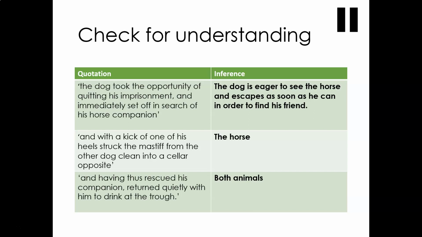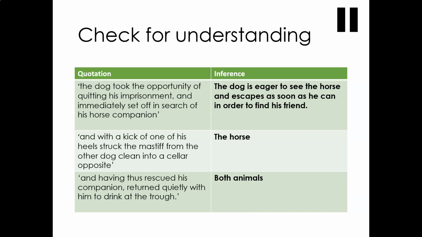So hopefully you have completed this grid by now and filled in the 2 blank boxes with what you can infer about the bond between the dog and the horse. So let's just check your answers now against mine.